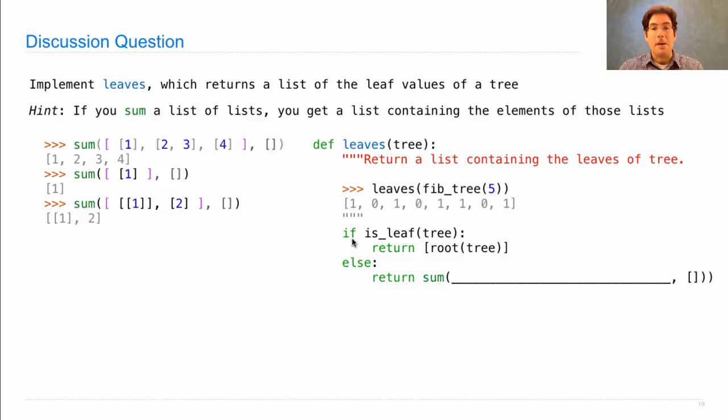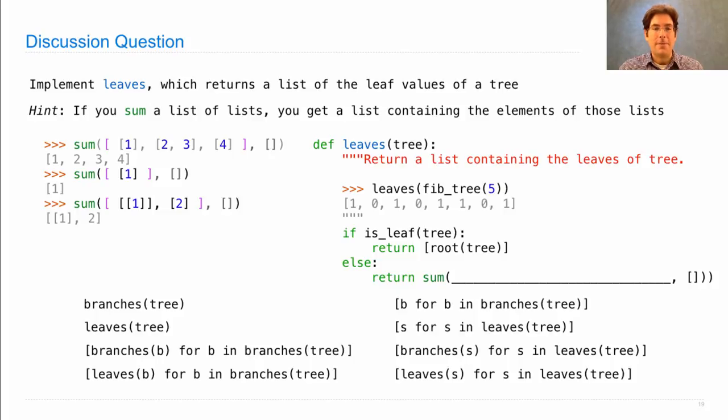Here is the base case. If it's a leaf, then get the root of the tree, which is the leaf value, and return that in a list. That's the list of all the leaves values in the tree that's a leaf. Otherwise, I have branches. So what do I sum? It's one of these 8 expressions. Take a look for a second. Feel free to pause. I'm going to show you in 3, 2, 1.